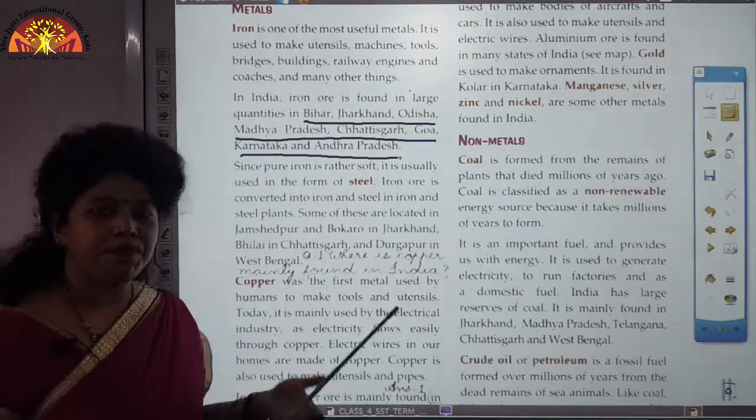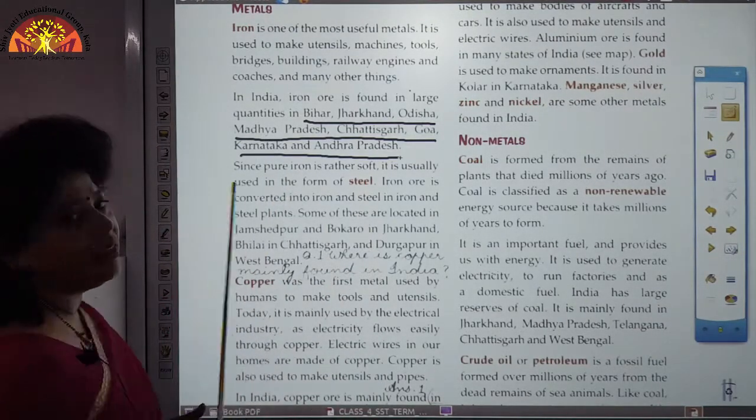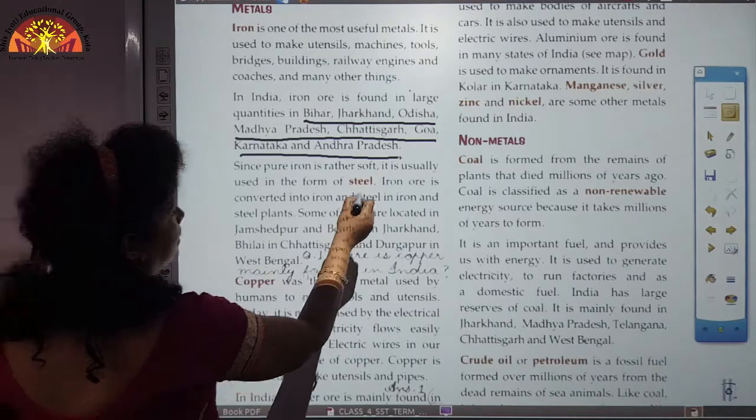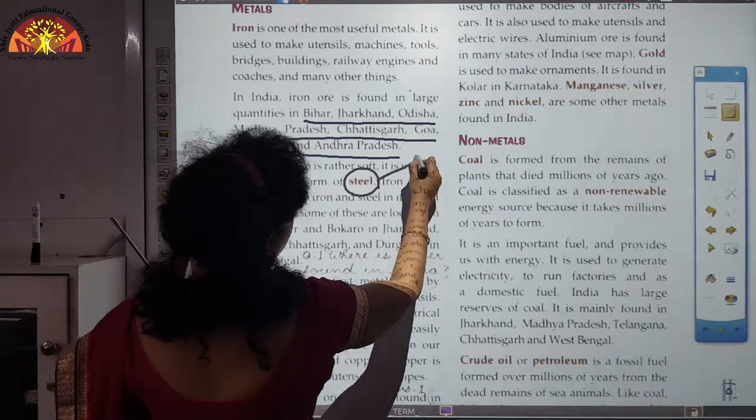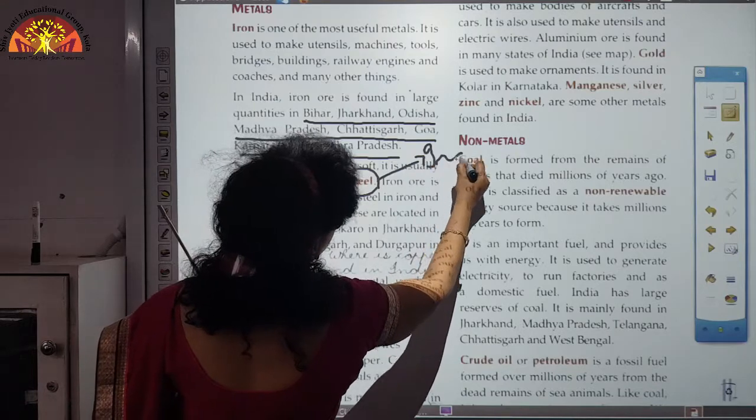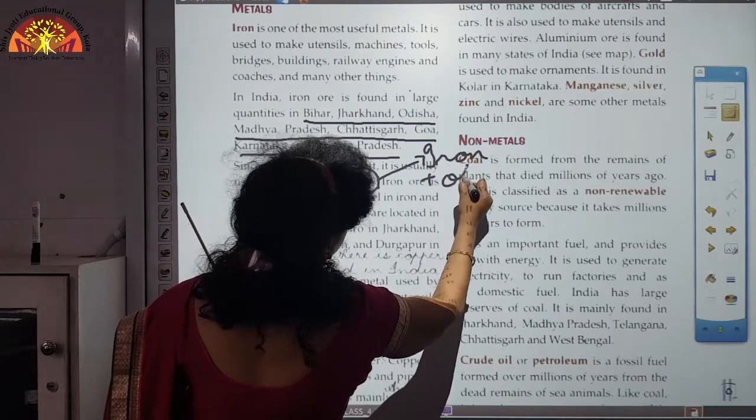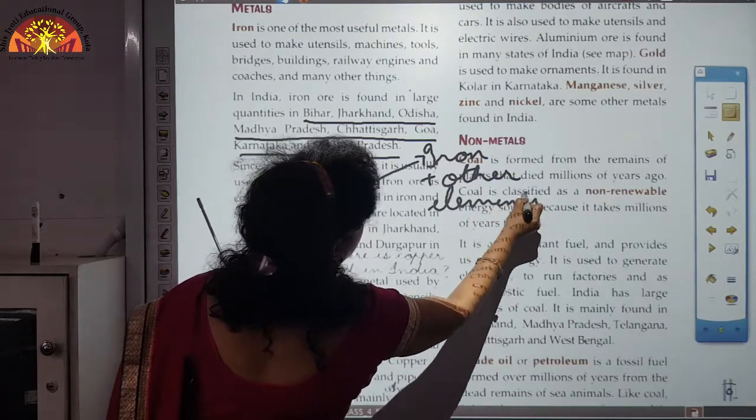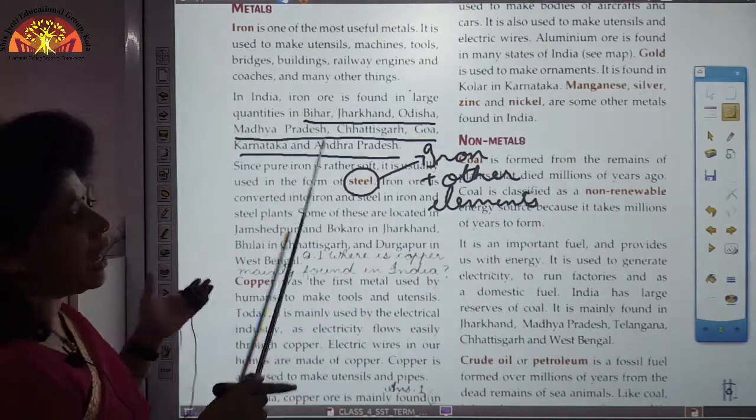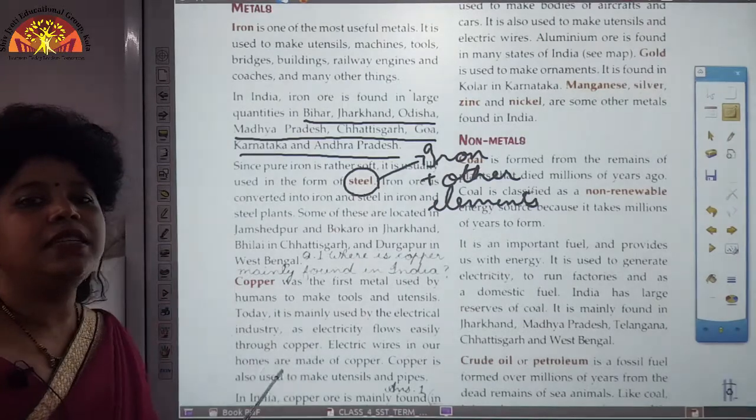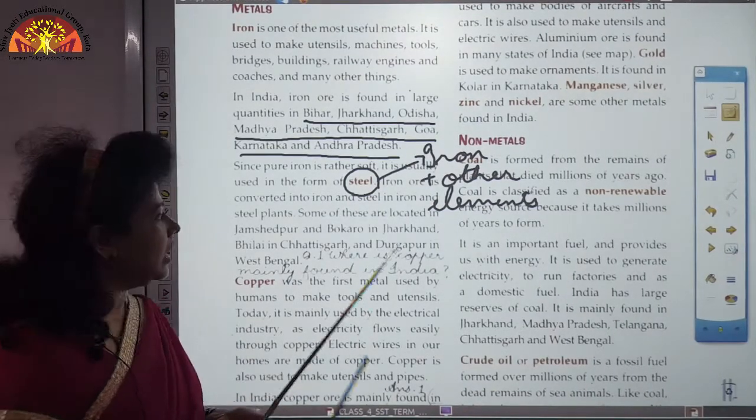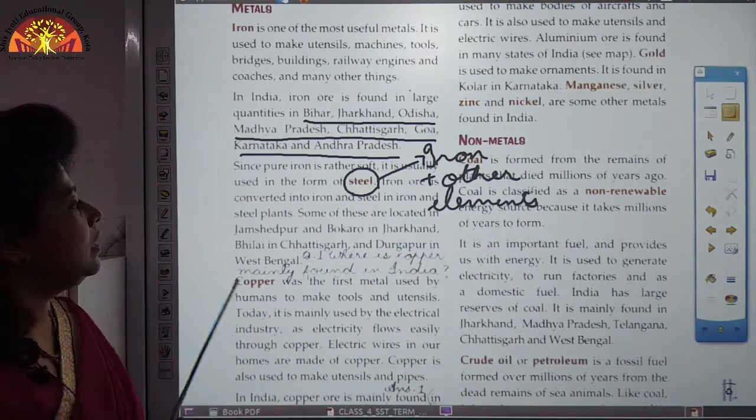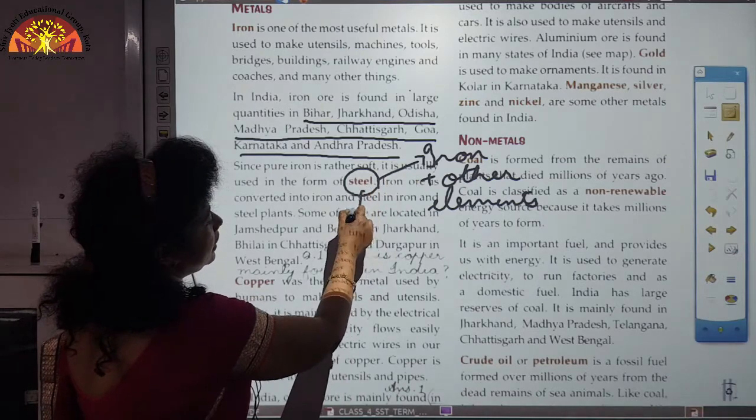Now, let us come to the part steel. Since pure iron is rather soft, it is usually used in the form of steel. So, what is steel? It is nothing but an alloy of iron plus other elements. And the benefit of using iron as steel is that steel turns out to be a harder material than iron and there are lesser chances of getting rusted. So, to make iron better, we use it in the form of steel.